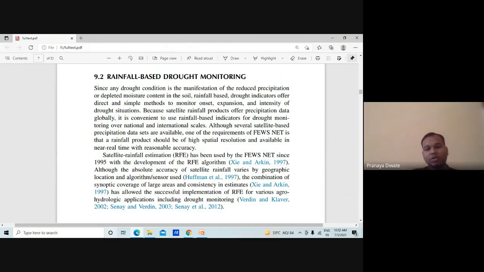Then you have satellite rainfall estimation, which has been used by FEWS NET since 1995 with the development of the RFE algorithm. Although the absolute accuracy of satellite rainfall varies by geographic location and the algorithm and sensor used, the combination of synoptic coverage of large areas and consistent estimation has allowed the successful implementation of RFE for various agro-hydrological applications, including drought monitoring.